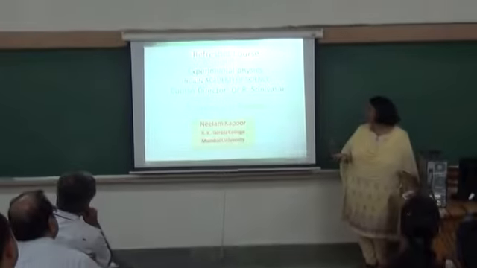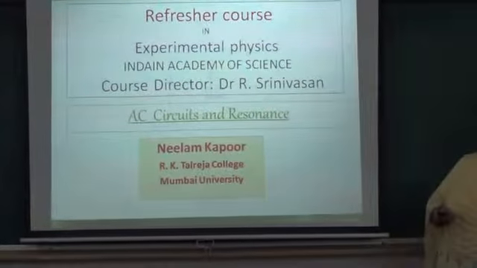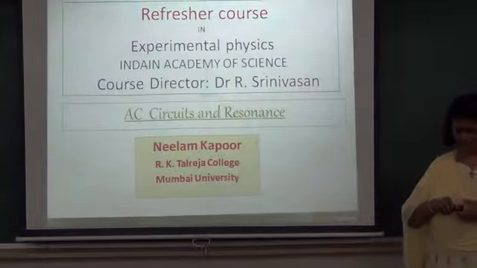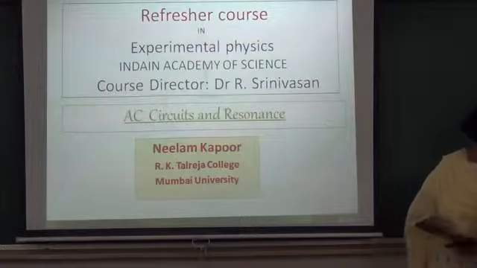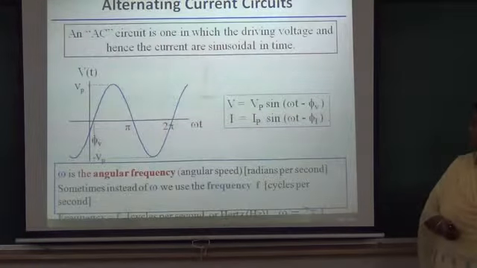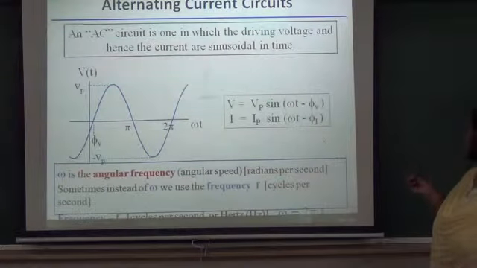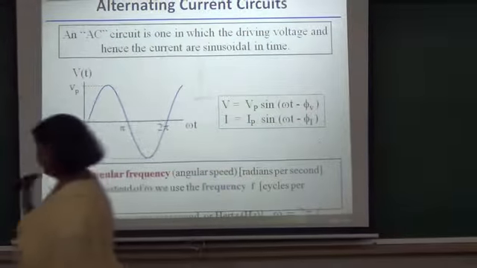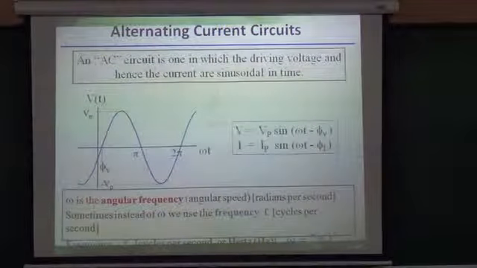So now let me start. We define AC, where you have current sinusoidal, and we have E equal to Vp sin omega t minus the phase, phase difference, phase for voltage and phase for current. So I will get I equal to Ip sin omega t minus phi V minus phi I.